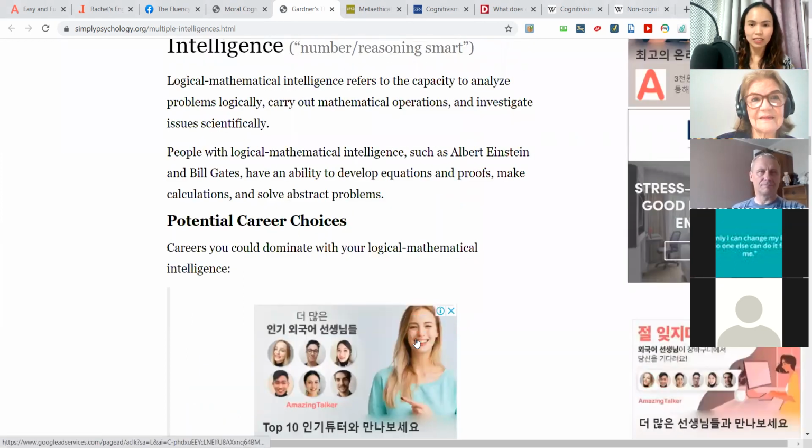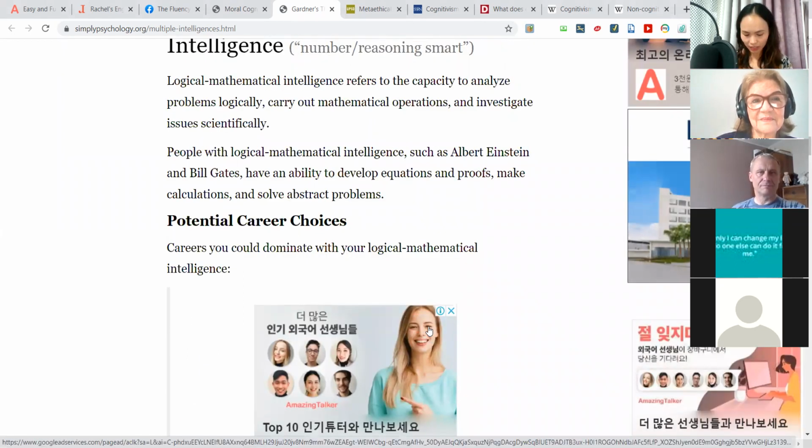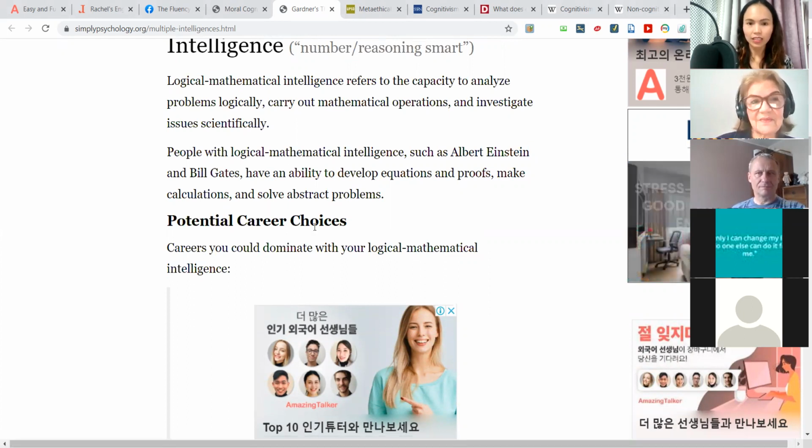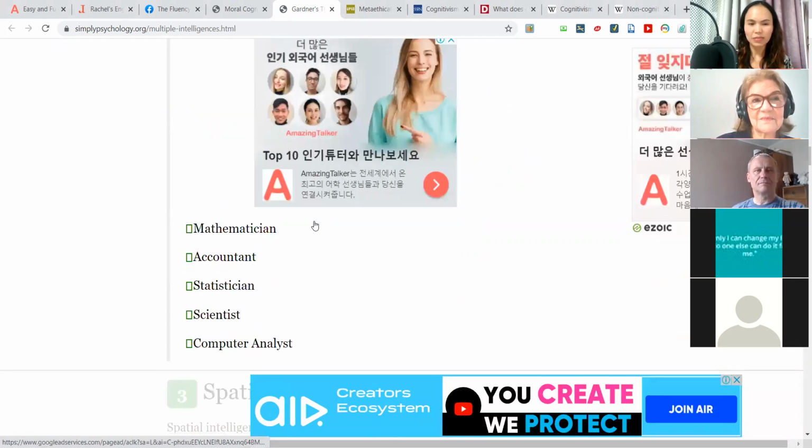Potential careers choices. Careers you could dominate with your logical mathematical intelligence. I think mathematician, accountant, statistician, scientist, computer analyst.